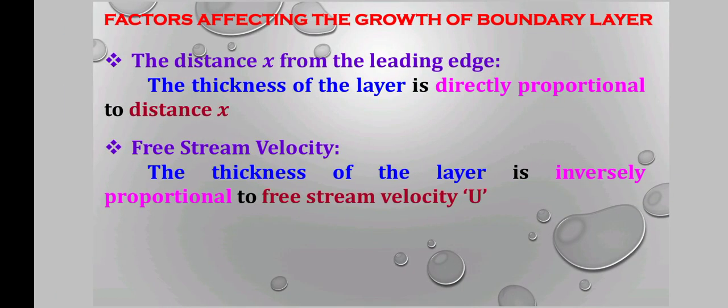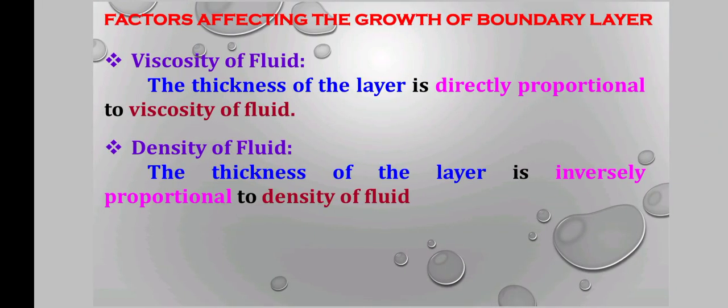Factors affecting the growth of boundary layer. The distance x from the leading edge, which means the thickness of the layer is directly proportional to the distance x. Also the thickness of the layer is inversely proportional to the free stream velocity U. Next, the viscosity of the fluid: the thickness of the layer is directly proportional to the viscosity of the fluid. And the thickness of the layer is inversely proportional to the density of the fluid, which was already seen previously.